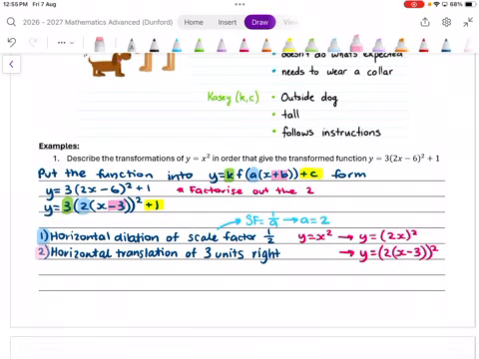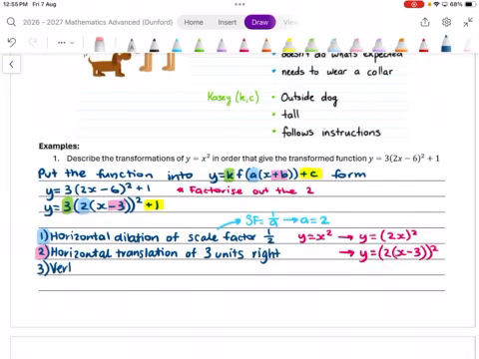Okay, now that we've done both our horizontals, we're going to move on to our verticals. We do translation first, right? No. We do our dilation first. I said, do we do translation first? I was trying to trick you, Lara.